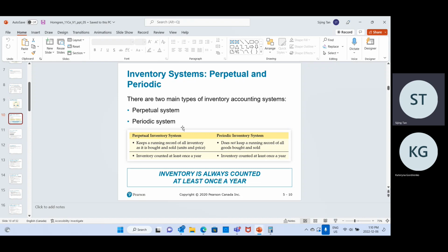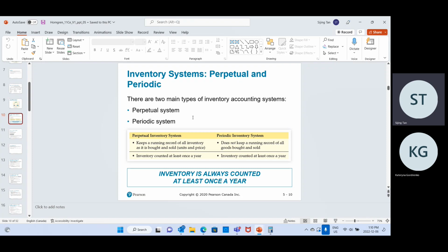There are always two different inventory systems used by businesses. It depends on the business. First of all is the periodic system, and the other one is the perpetual system. The perpetual system is the one we're going to focus on in chapter 5 and chapter 6 to do the calculations. So pay attention to the perpetual system. Periodic is easier to understand.